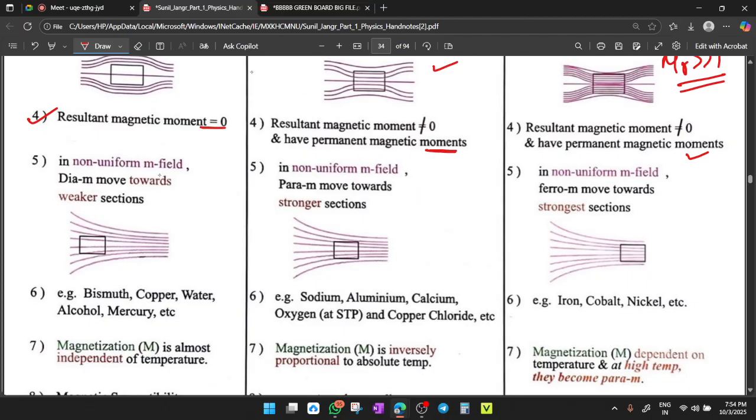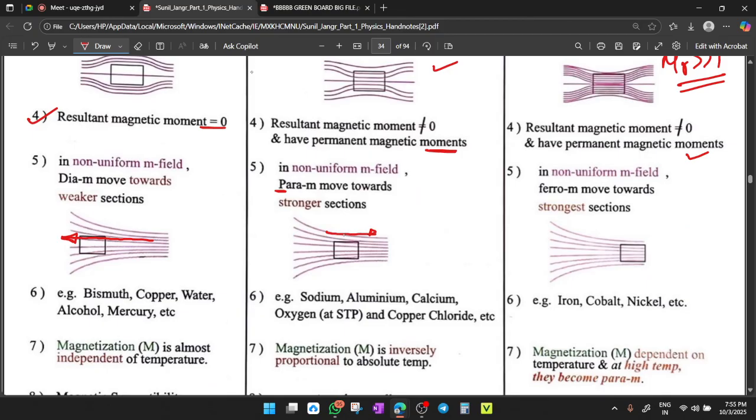If there is a non-uniform field, diamagnetic material will move towards the weaker section because it is repelled by the strong magnetization. So it will travel from left to right, slowly, as it develops feeble magnetization opposite to the direction of the magnetic field. So it will repel from the strong magnetization area, right? Paramagnetic material, P for para, will attract towards the stronger section, but slowly.